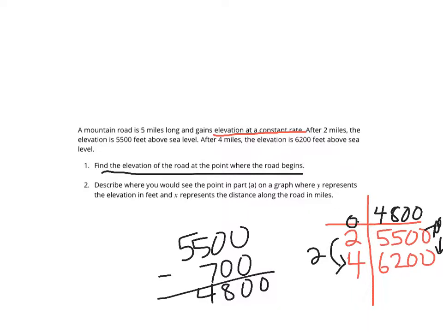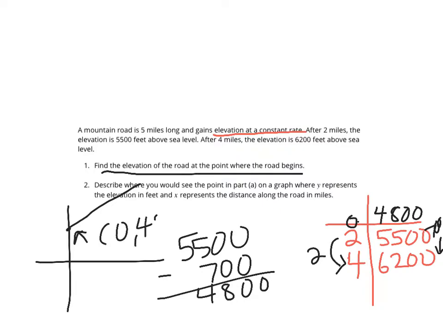And then if we have to talk about where that is on a graph, if you had a graph of it, that would be your y-intercept or your vertical intercept. That ordered pair would be 0, 4,800. So where the road starts, the elevation is 4,800 feet.